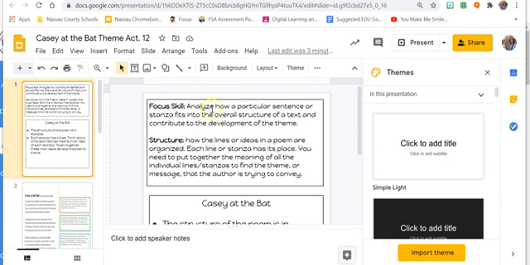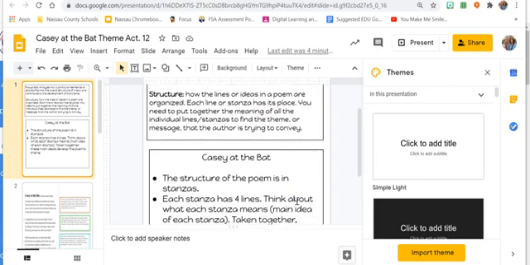Today's focus skill is to analyze how a particular sentence or stanza fits into the overall structure of a text and contribute to the development of the theme. When you analyze something, you're studying it, breaking it down into parts to figure out how it fits. So you might be asking yourself, what's the structure? Well, the structure is how the lines or ideas in a poem are organized. Each line or stanza has its place in a poem, and you need to put all those stanzas or lines together to figure out the meaning and to find the theme or the message that the author is trying to convey.